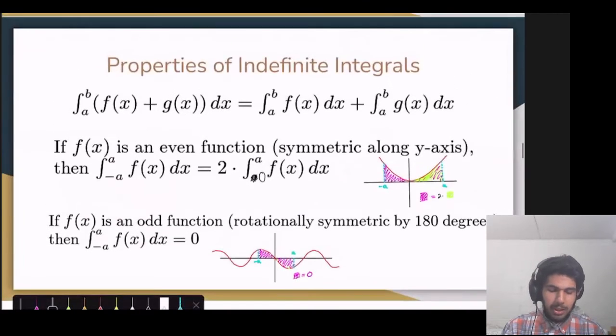So these properties are handy to know. Be familiar with odd and even functions. It's a very important classification of functions to understand.